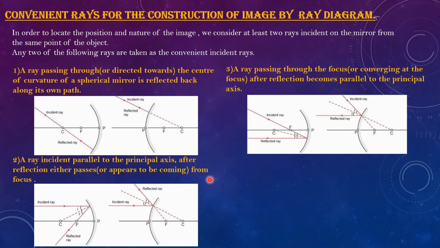Next, a ray passing through the focus or converging at the focus after reflection becomes parallel to the principal axis. When a light ray passes through the focus and falls on the concave mirror, it is always reflected back parallel to the principal axis in both the cases of mirrors.